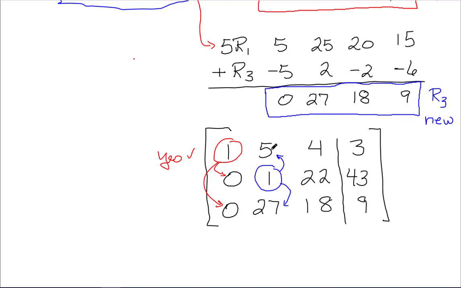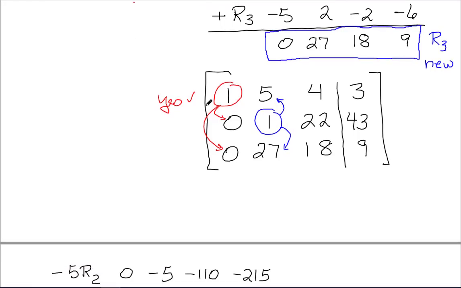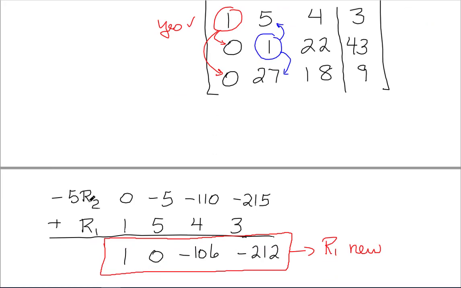I need to use this 1 to make 2 zeros. All right, well, how am I going to do that? Well, I need a -5 to make that a 0. I need a -27 to make that a 0. All right, so I'm going to take -5 times row 2, so -5 all the way across. I'm adding that to row 1. That's where I want to make a 0. All right, so add them up. I get a 1, a 0, a -106, and a -212. And that's my new row 1.